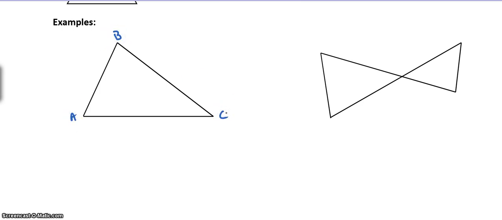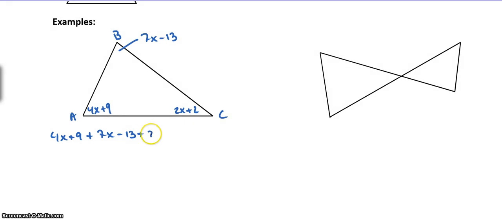And we'll say angle A is 4x plus 9. Angle B is 7x minus 13. And angle C is 2x plus 2. Now, we know it's a triangle, and we know it exists, so we know the three angles add up to 180. So let's go ahead and do that. Angle A plus angle B plus angle C, plus 2x plus 2 is equal to 180. So they sum up to 180 degrees.